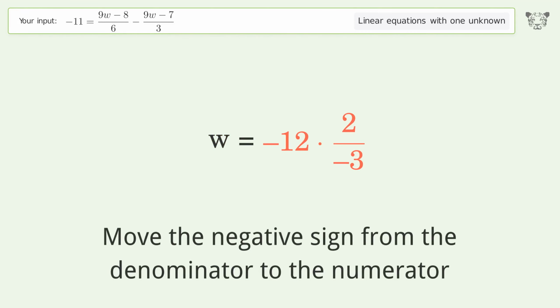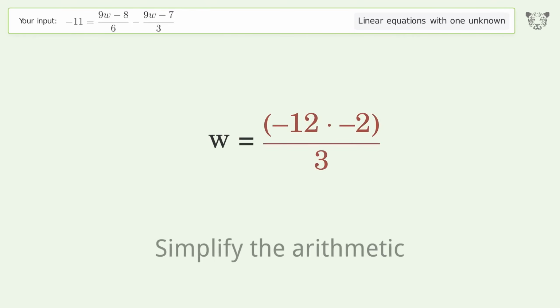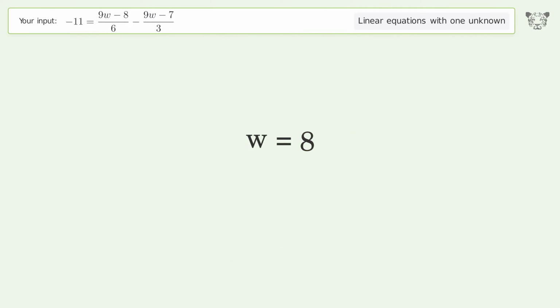Move the negative sign from the denominator to the numerator. Multiply the fractions. Simplify the arithmetic. And so the final result is w equals 8.